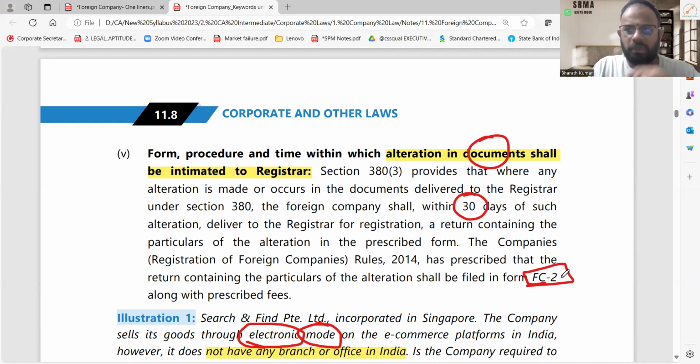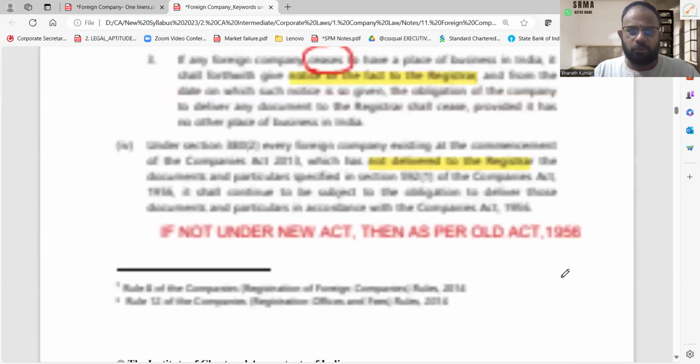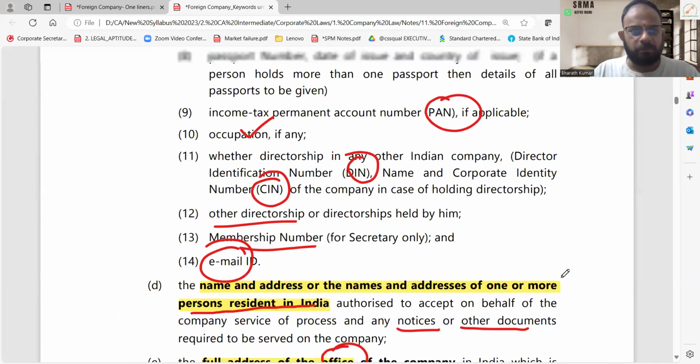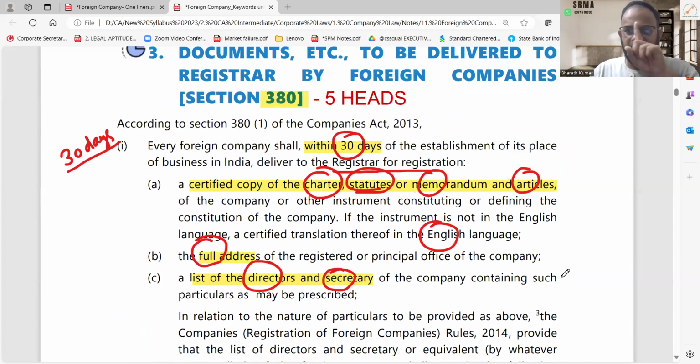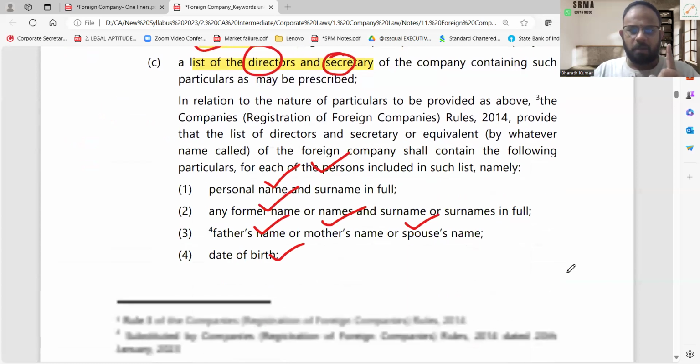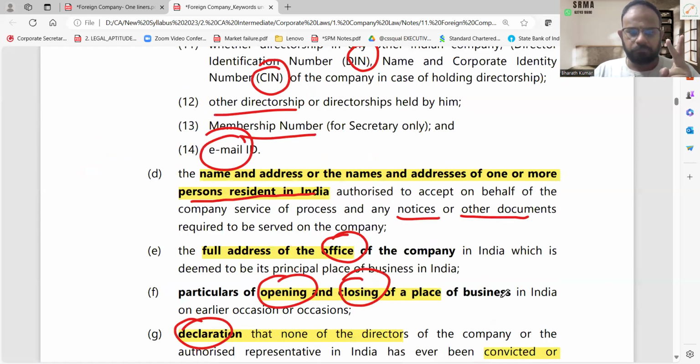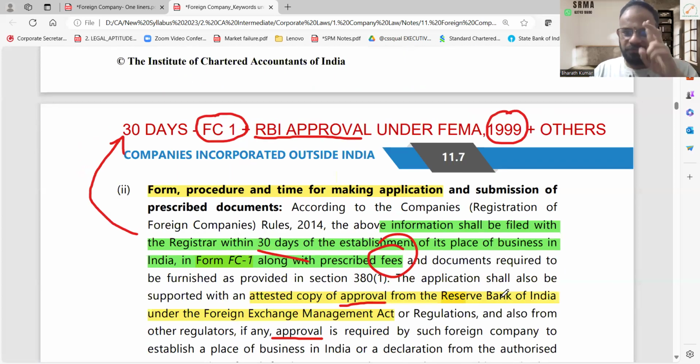So what you will do now, you will stop the video, you will glance at what I have done, or I will also show you again these 5 bullet points I wanted you to write. What is the first point bullet? Within 30 days, you will have to give all the details. Point number 1. Point number 2. 30 days, like FC1 you should give with the RBI's attested approval under SRMA plus other approvals.